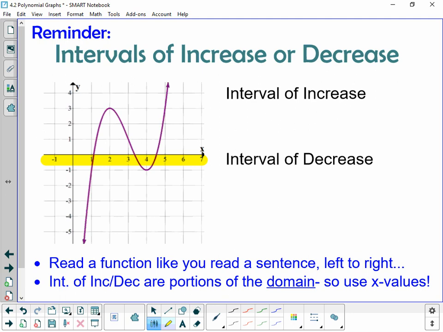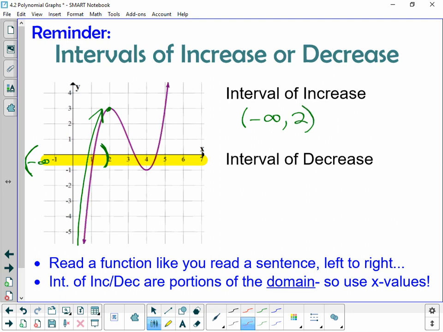So we'll start with this far side from negative infinity, and here's its turning point, so that's where it switches. From negative infinity to 2, that's an increase. The function is growing during that portion. So from negative infinity to positive 2, we have an increase.